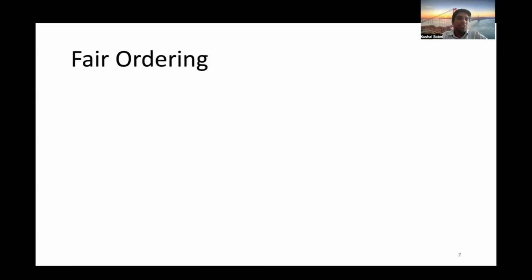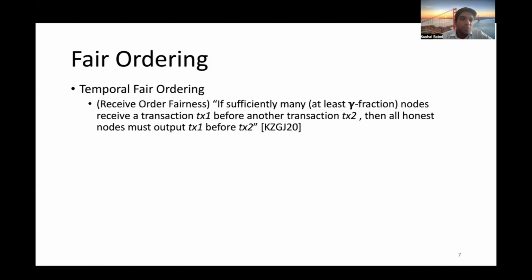The second approach is mostly academic in nature so far. This approach is what I call fair ordering. There are two broad variants of it, two broad categories. The first broad category is temporal fair ordering. And in this approach, it doesn't take MEV as a given. And this approach instead tries to minimize the value that can be extracted from users' transactions.